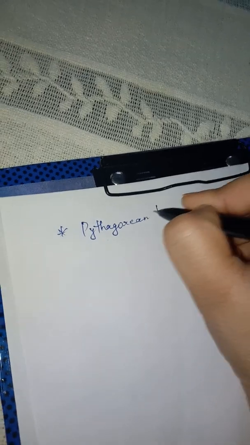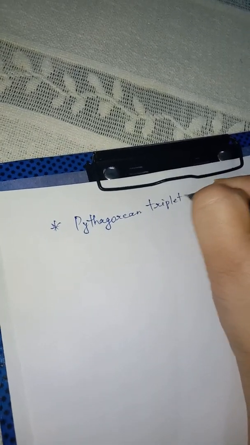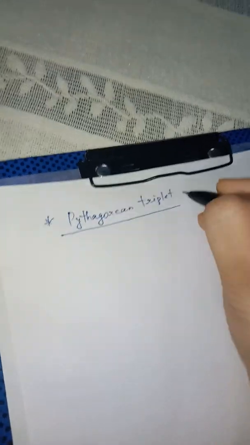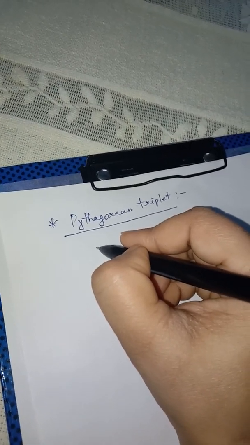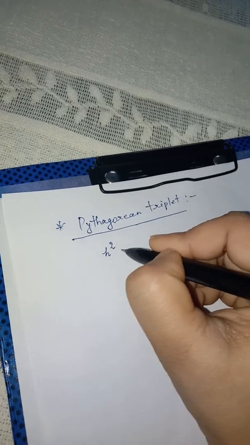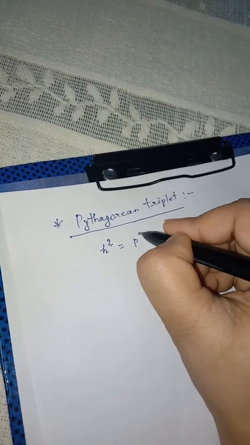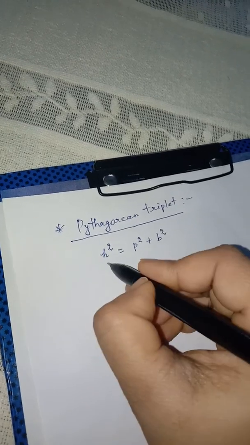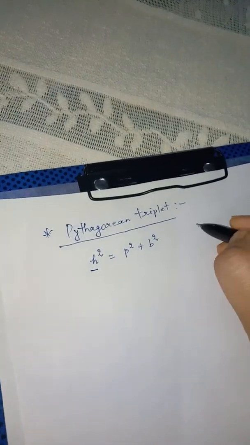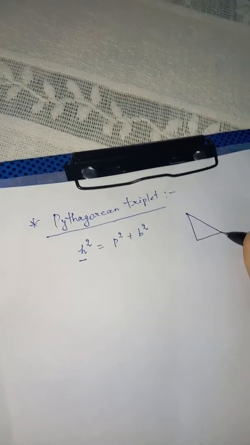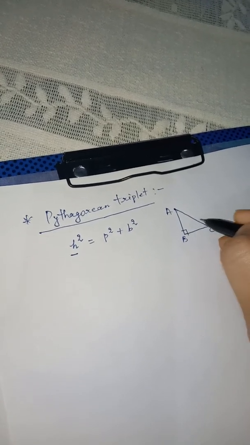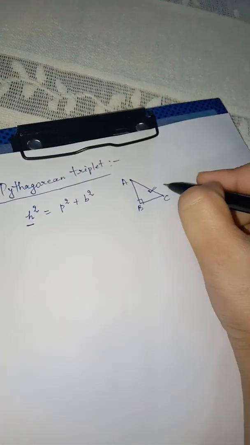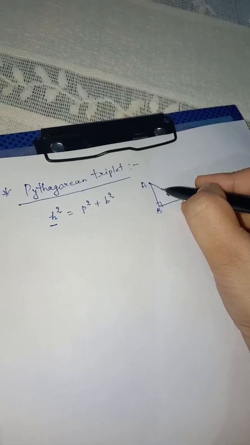Pythagorean triplet. In class 5, you have read about Pythagoras theorem, and Pythagoras has given h square equal p square plus b square, where h is hypotenuse, and we know that hypotenuse is the longest side of any right triangle.